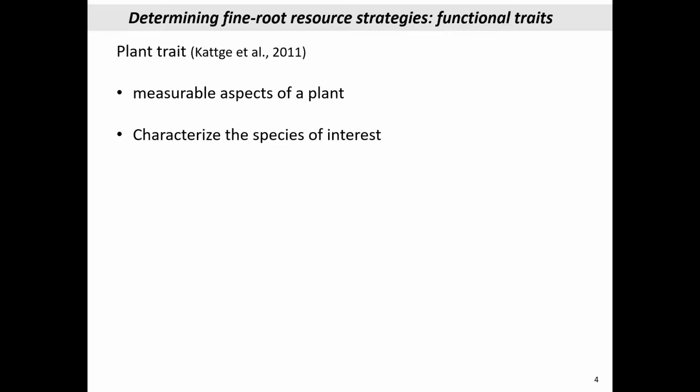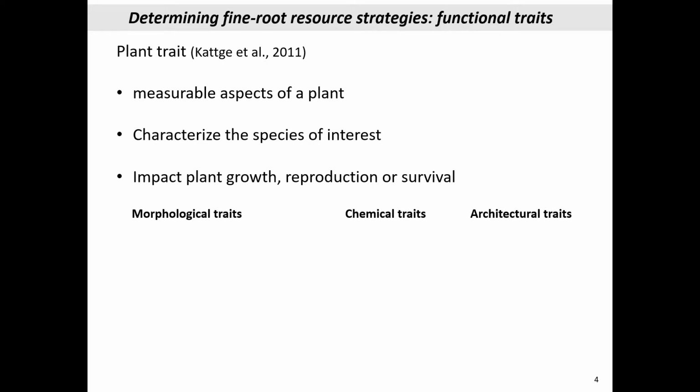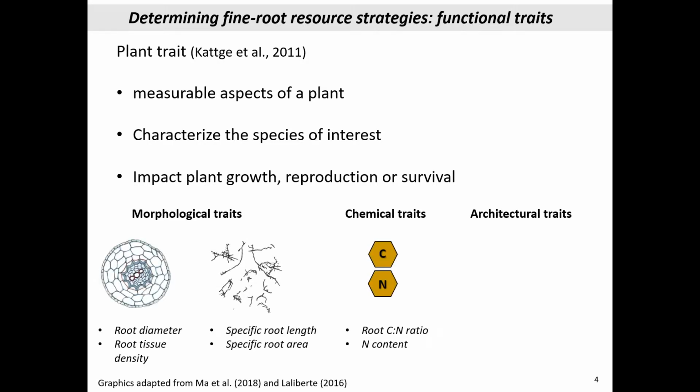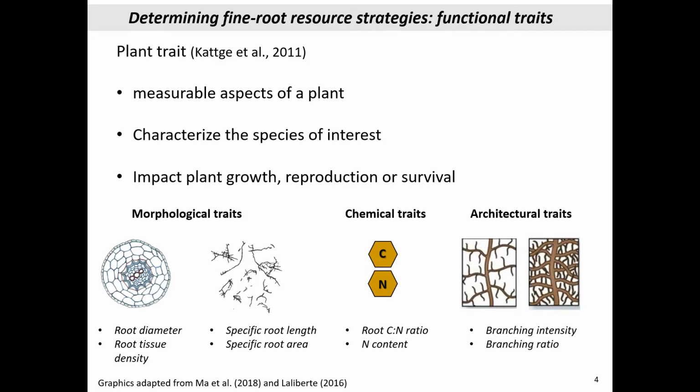One approach to determine fine root resource strategies is to look at their functional traits. Fine root functional traits are basically plant traits: a measurable aspect of a plant that characterizes the species of interest and impacts plant growth, reproduction, or survival. I have been focusing on three main fine root functional trait groups: morphological, chemical, and architectural. For morphological and chemical traits, I have been measuring traits that relate to the trade-off between root construction cost and resource acquisition. For example, root diameter, root tissue density, specific root area and specific root length, root carbon to nitrogen ratio, and nitrogen content.